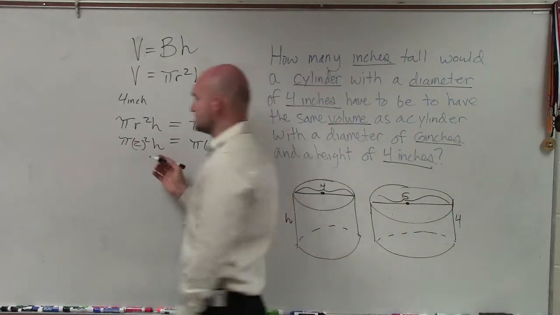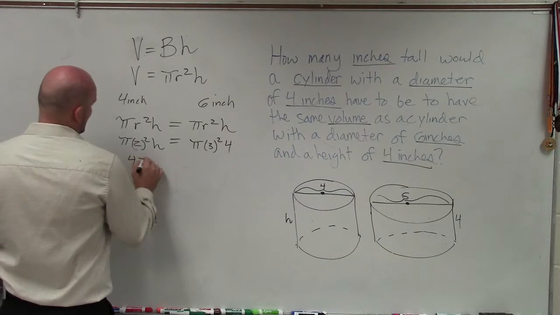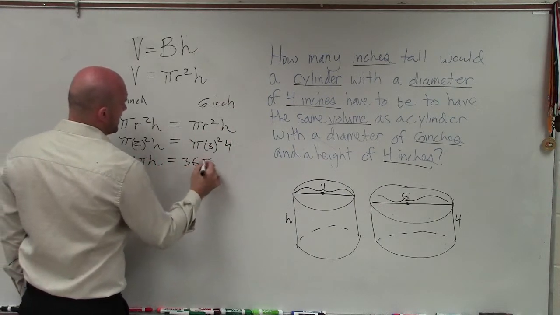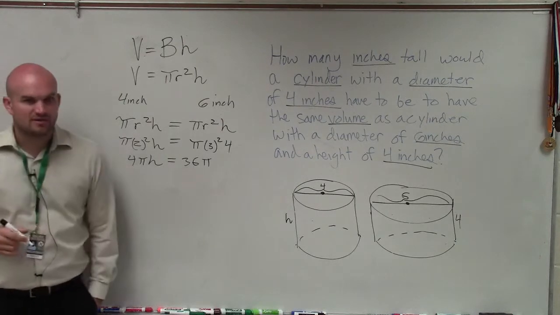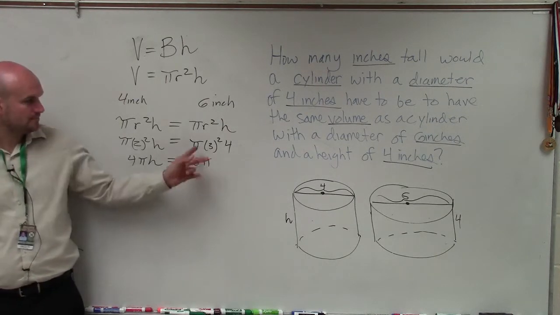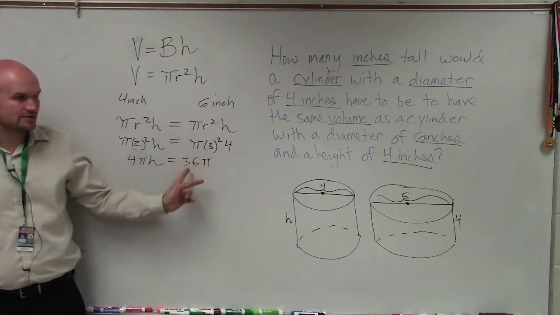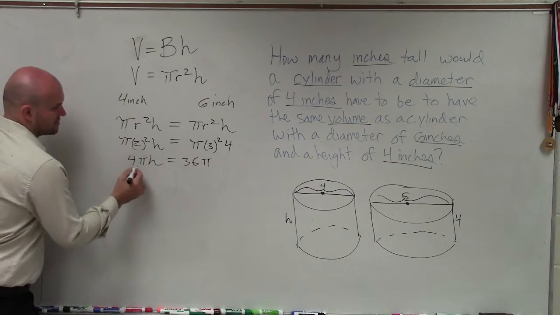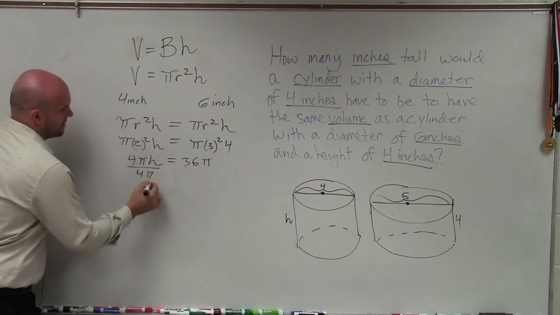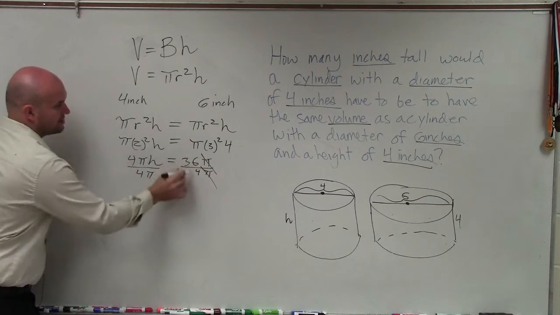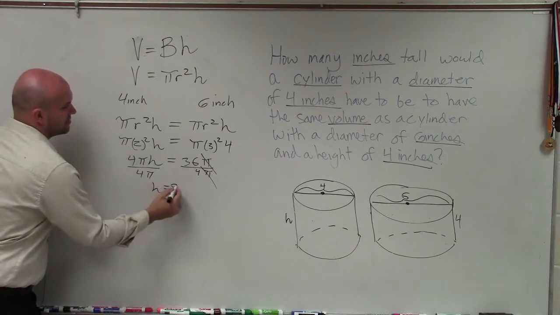So the first thing I'll do is simplify. So I'll say 4 pi h is equal to 36 pi. Does everybody follow me with my math of simplifying? 3 squared is 9. 9 times 4 is 36. OK? 2 squared is 4. Now, divide by 4 pi. Pi's divide to 1. 36 divided by 4 is 9.